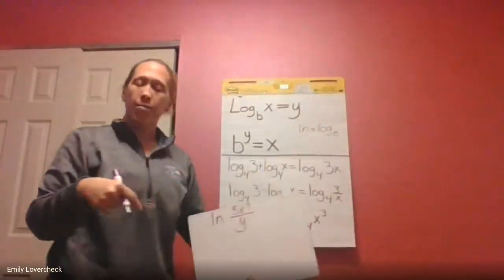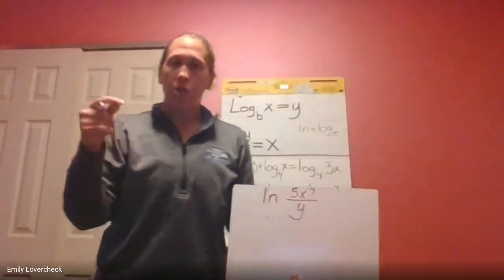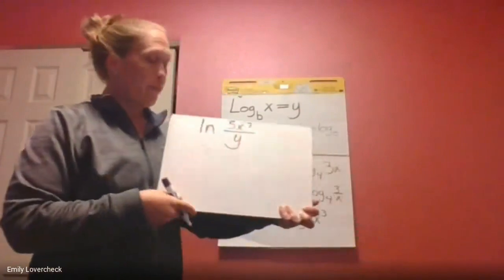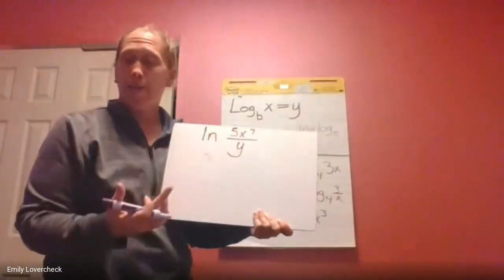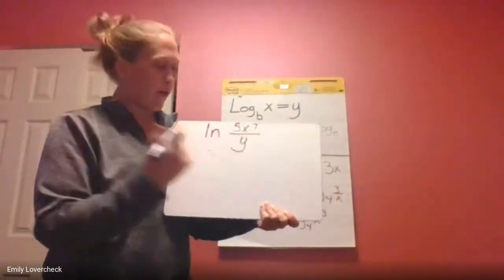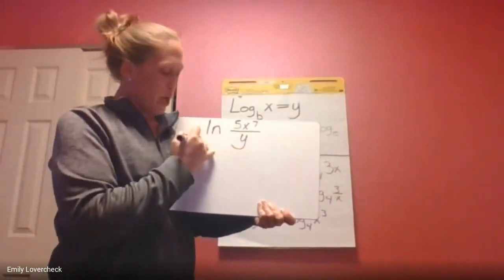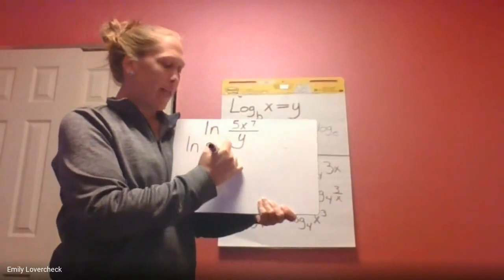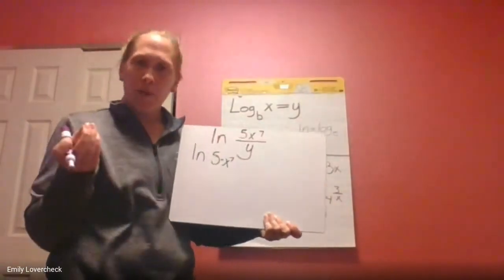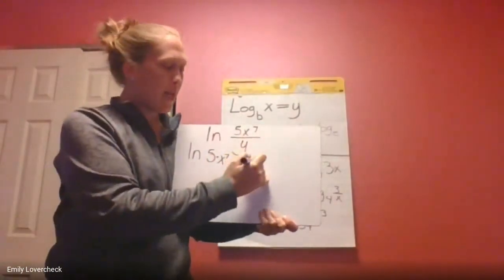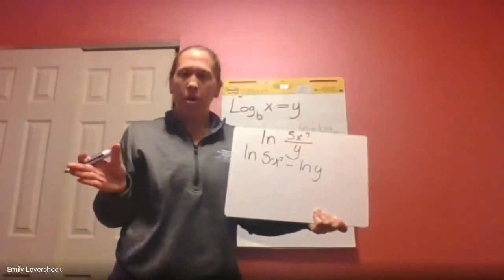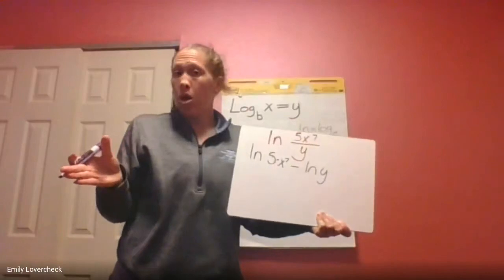So the first thing I want to do is handle my division. I'm doing backwards PEMDAS here. So division means subtraction. So I get natural log of 5x to the 7, remember that's multiplication there, minus natural log of y. So every time you expand, for the most part, you add a natural log or a log. Every time you condense, for the most part, you usually drop a log. Okay? So there's nothing to do here, it's just a y.